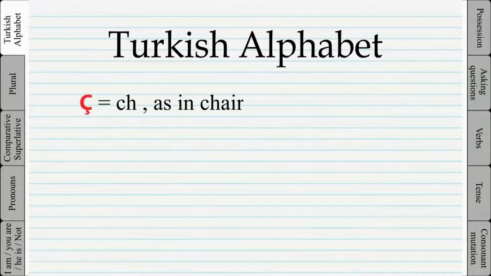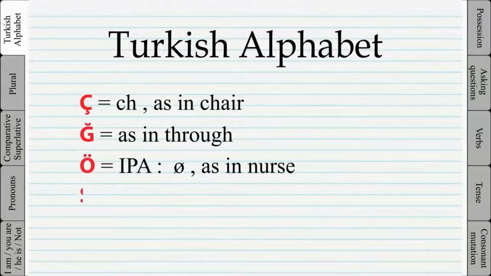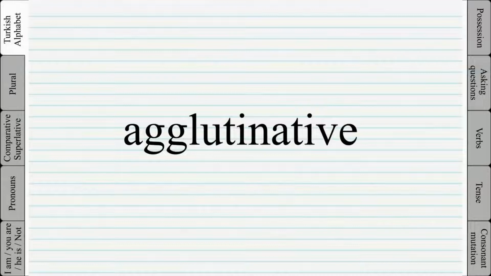The Turkish language is very systematic and very consistent, and the writing system is also very phonetic. That means you can look at the written word and know how to pronounce it right away. Turkish is an agglutinative language.